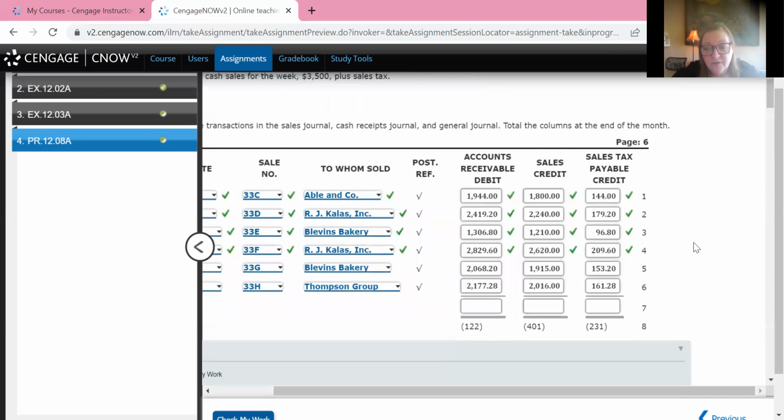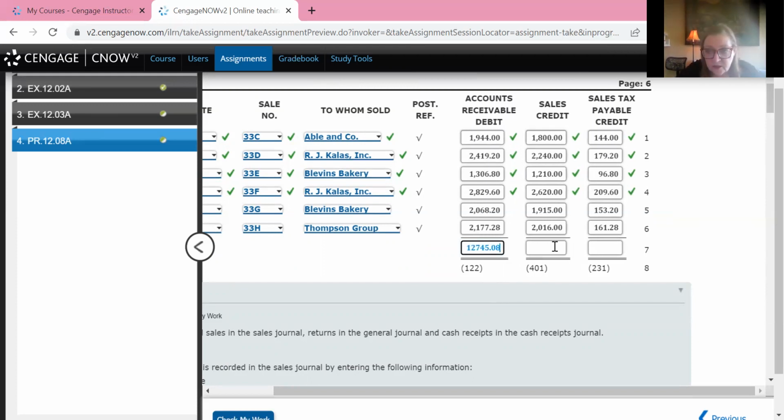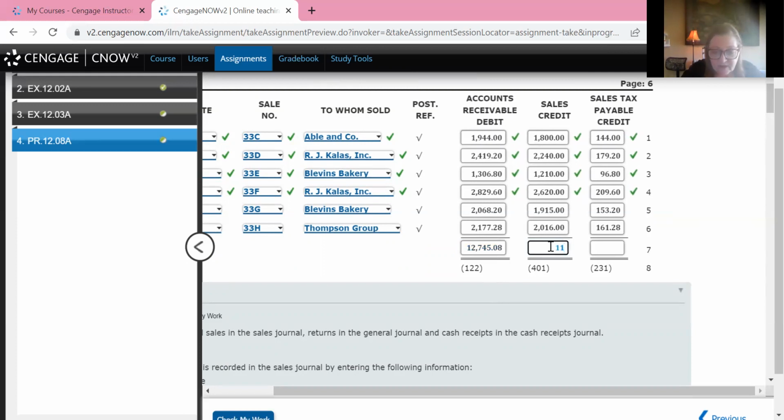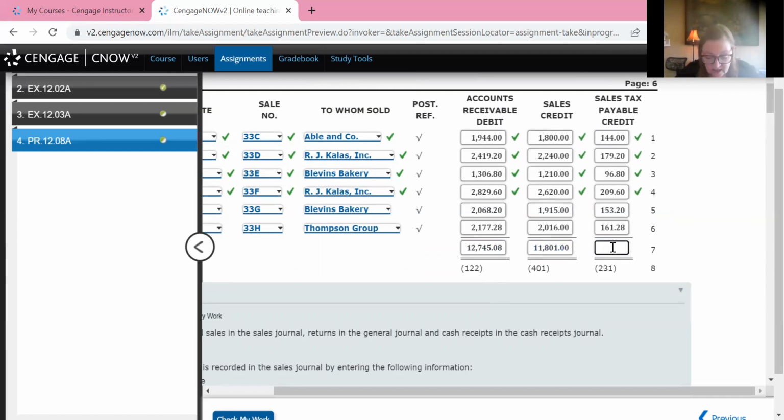Probably I should have had them the whole time, then you wouldn't have to wonder where the decimal should go. But in any case, add the whole column of accounts receivable debits, and you're going to come up to $12,745.08. Then when you add all the sales column, you're going to get $11,801 even. Then if you go to the sales tax column and add all these, you're going to come up to $944.08. Add the two credit columns together now, 11,801 plus 944.08. And if you come back to 12,745.08, then you can say, yes, that works.